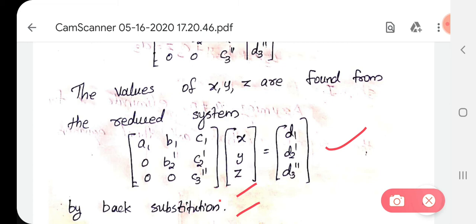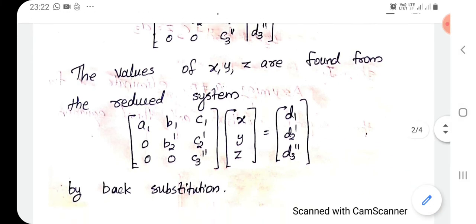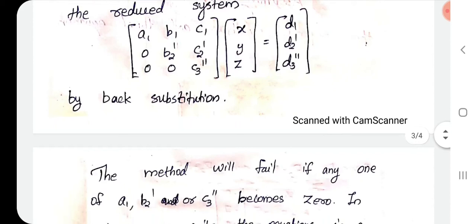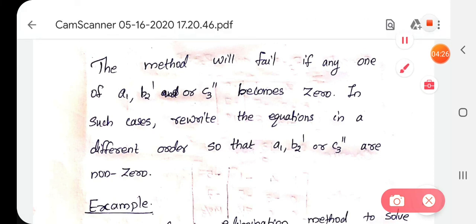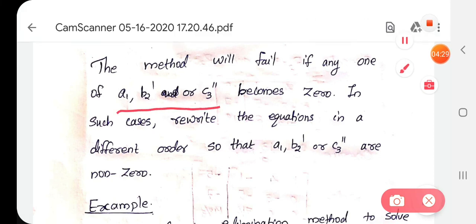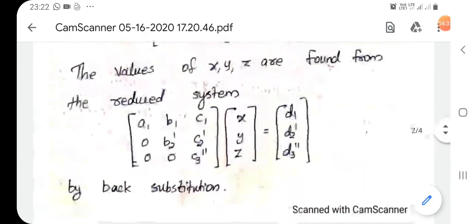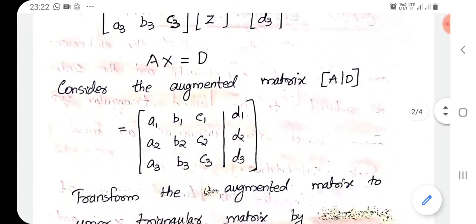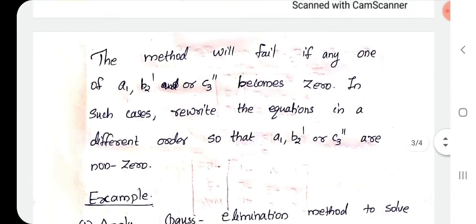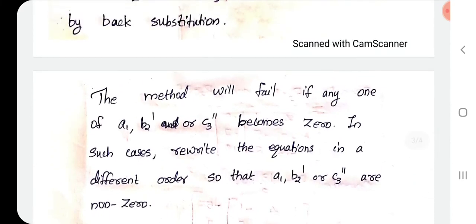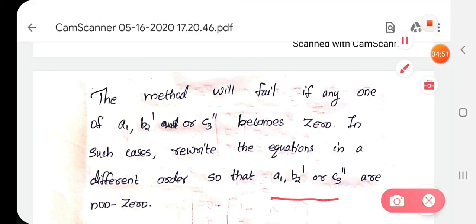In the same manner, we can find the solution of a system of equations in 4 unknowns and 5 unknowns, etc. The method will fail if any one of A1, B2 dash or C3 double dash becomes 0. In such cases, we rewrite the equations in a different order so that A1, B2 dash and C3 double dash are non-zero.